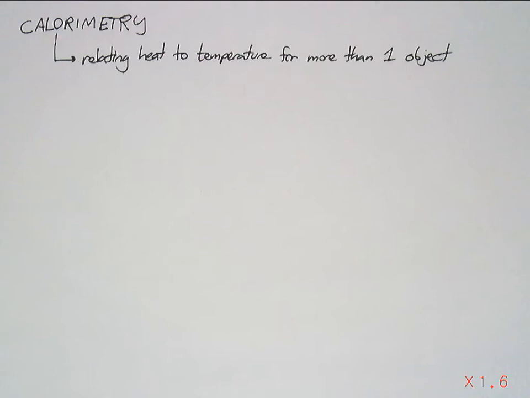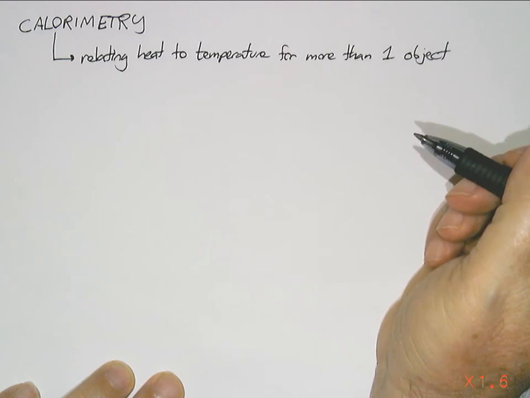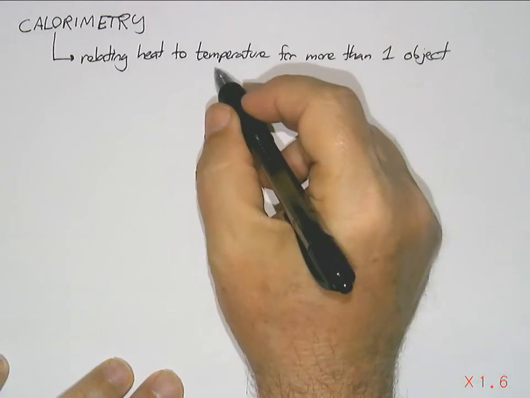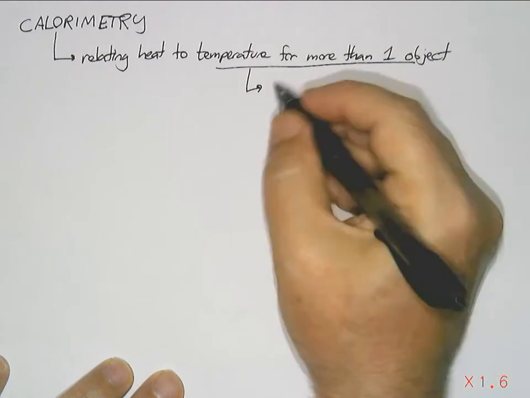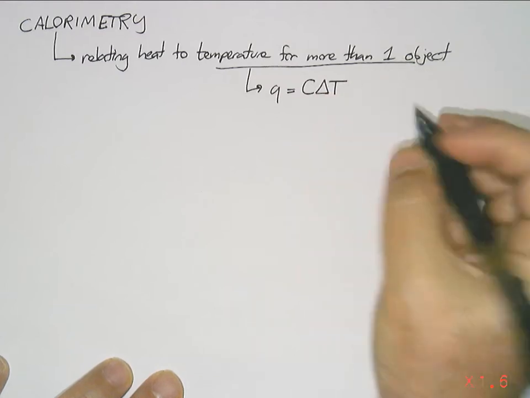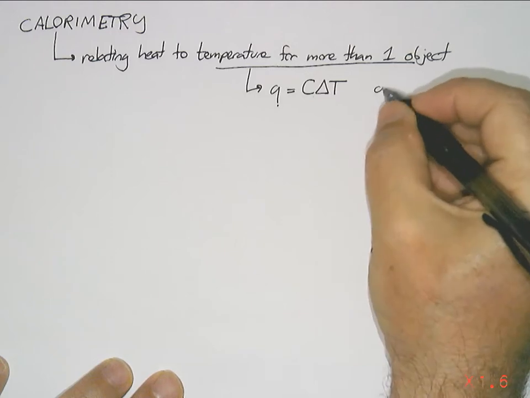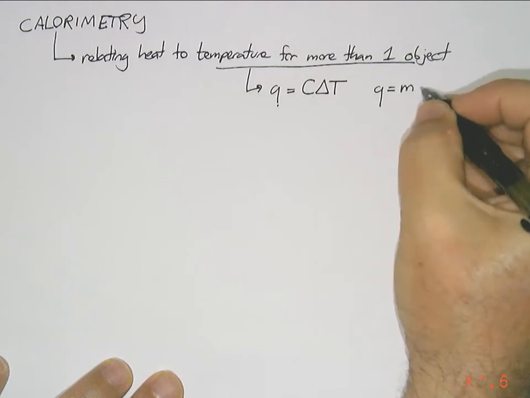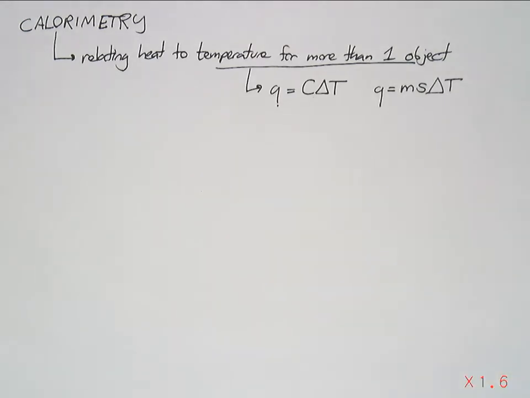In the last video, we looked at relationships between temperature, specifically temperature changes, and heat for a single object. Those single object relationships looked like this. The heat is equal to the heat capacity times the temperature change. The heat is equal to the mass times the specific heat capacity times the temperature change. You'll use one of those two when you have one object.